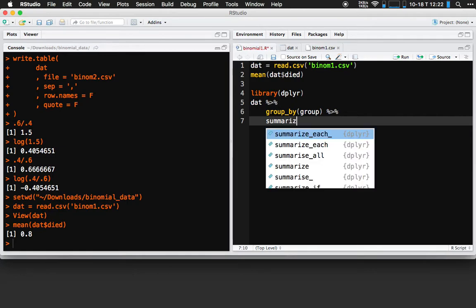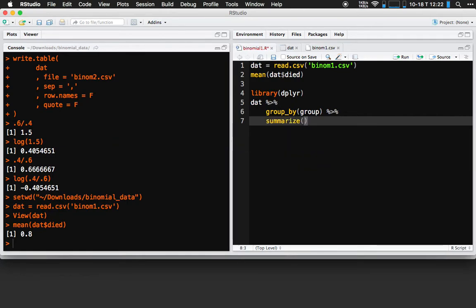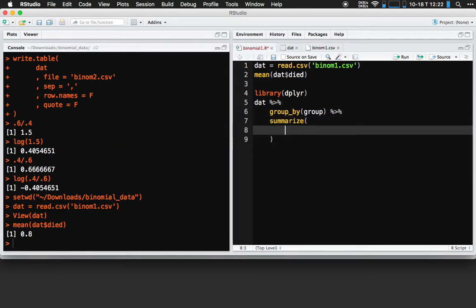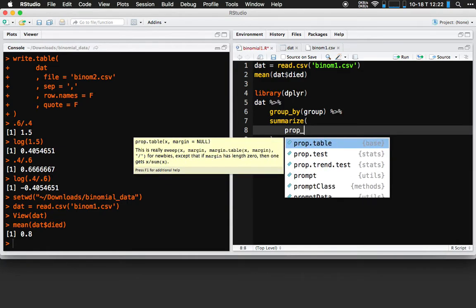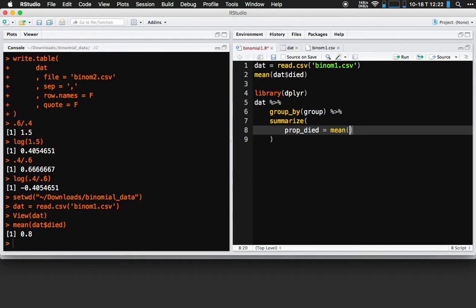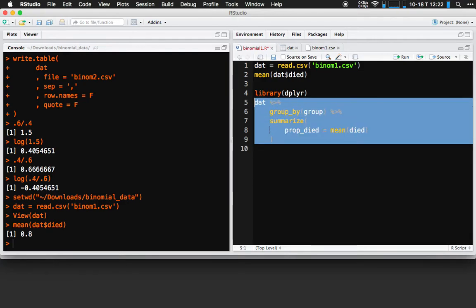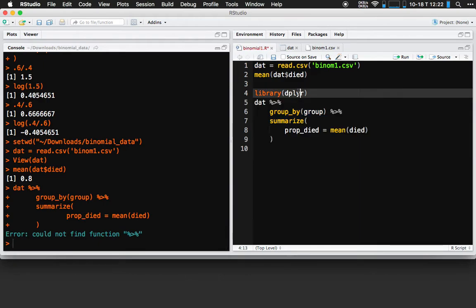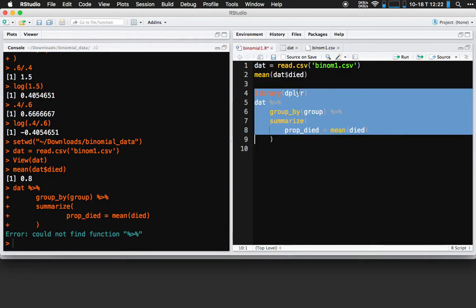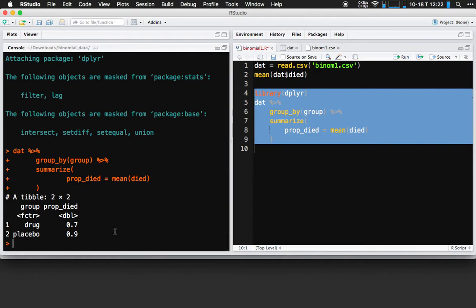And summarize. And maybe I just want prop guide. So this will spit out a little table. Oh, I need to run this first line of the proportion that died in each of these two groups. So there's drug, there's placebo.